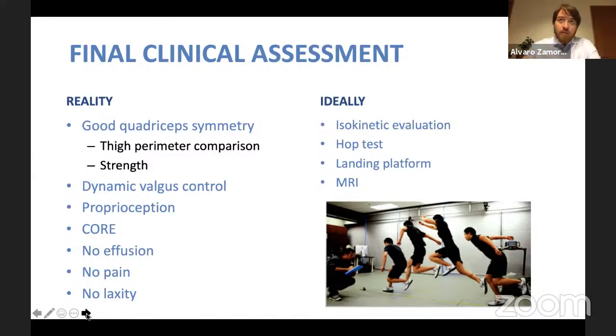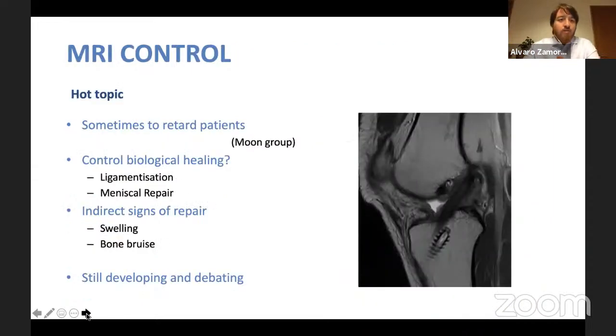a good and easy to achieve test, proprioception, core control, no effusion, no pain, and no residual laxity. And ideally for my pro athletes, we have isokinetic evaluation, hop test, landing platform, MRI, etc. MRI control is a hot topic for us. Sometimes, for me and the Moon group, it is to restrain patients, to push the brake.